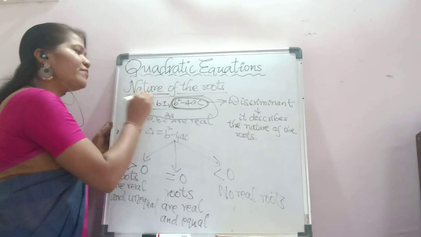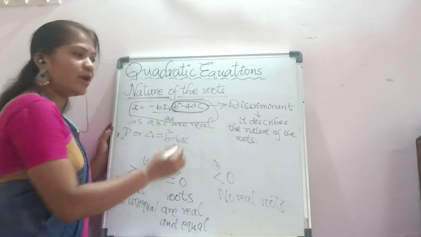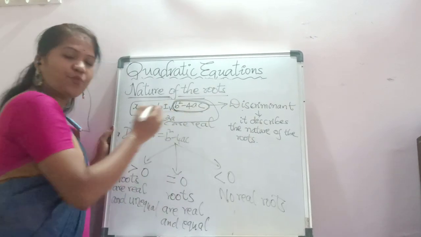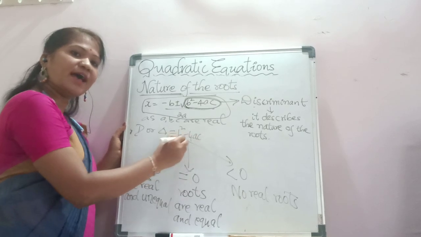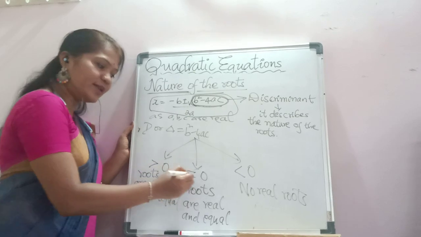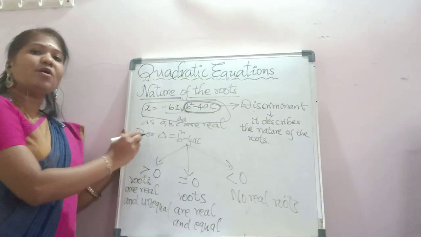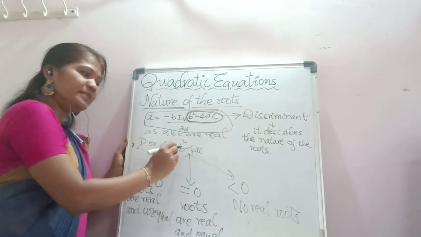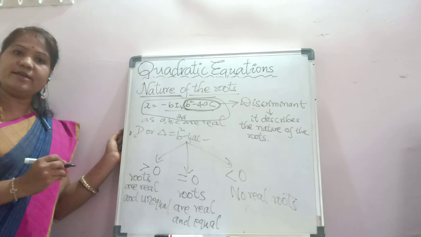So how can we find the nature of the roots of a quadratic equation? By finding the discriminant. What is the discriminant? b square minus 4ac. As a, b, c are real, this value can be greater than 0, or equal to 0, or less than 0. The discriminant is represented by D or delta. How do we find it? b square minus 4ac, substituting a, b, c values from the given quadratic equation.